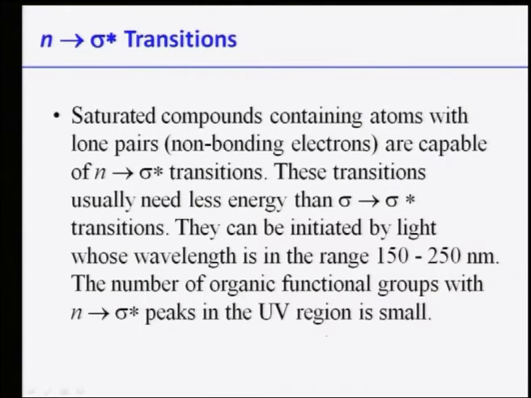And if you have an n to sigma star transition, that is non-bonding to anti-bonding sigma star, saturated compounds containing atoms with lone pair, non-bonding electrons are able to undergo these transitions. This transition usually needs less energy than sigma to sigma star, because sigma to sigma star goes from bonding to anti-bonding. These saturated compounds can be initiated by light whose wavelength is in the range of 150 to 250 nm. The number of organic functional groups with n to sigma star peaks in the UV region is very small, because the range is 150 to 250.